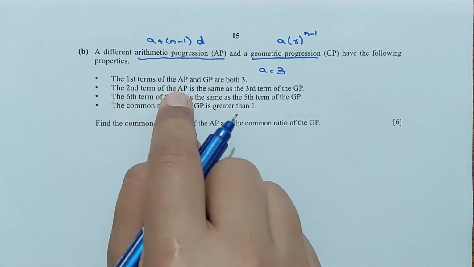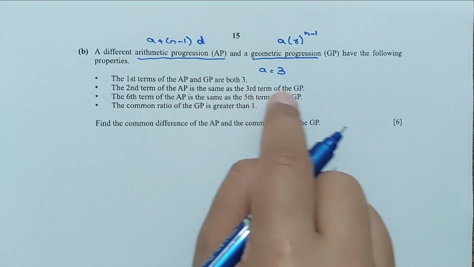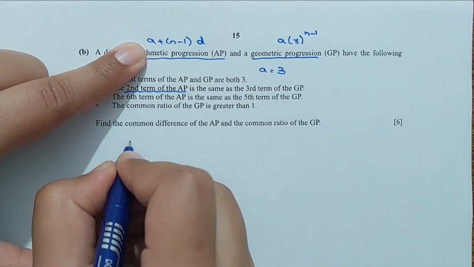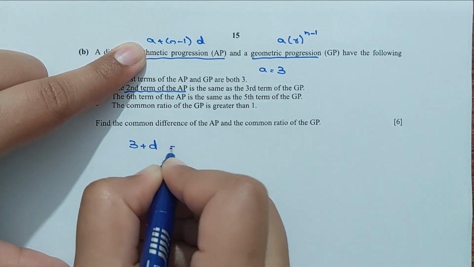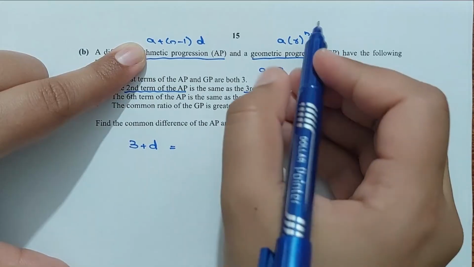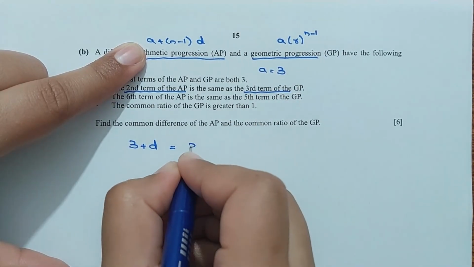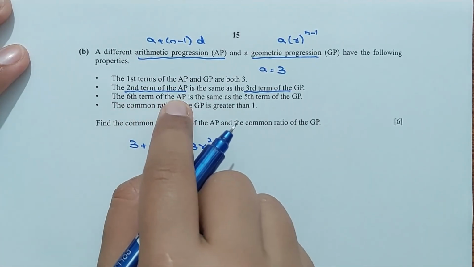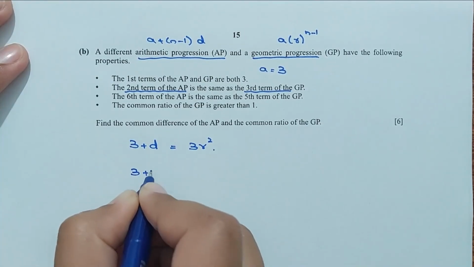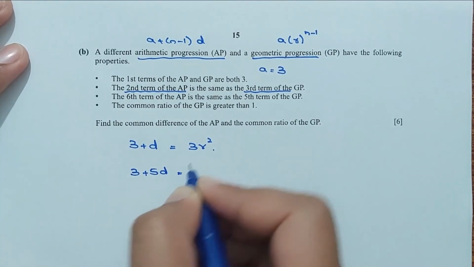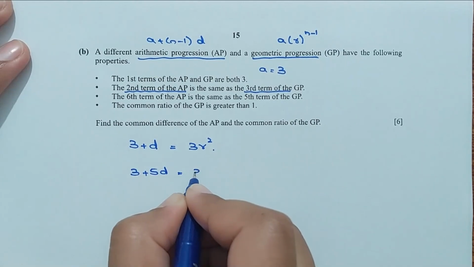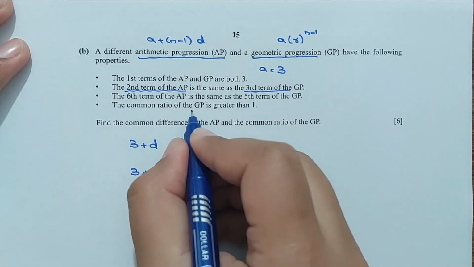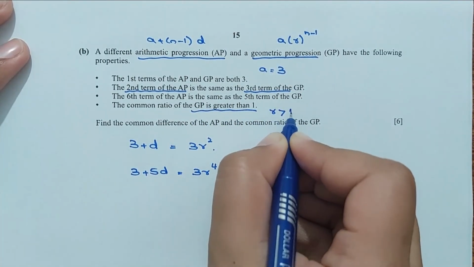The second term of the arithmetic progression is the same as the third term of the geometric progression. So the second term of the arithmetic progression is a plus d, which is 3 plus d. This is the same as the third term of geometric, so 3 over here, which is 3r square, right? Now the sixth term of the arithmetic progression, which is 3 plus 5d, is the same as the fifth term of geometric, so 3r power 4, right? The common ratio of the geometric progression is greater than 1. r is greater than 1.